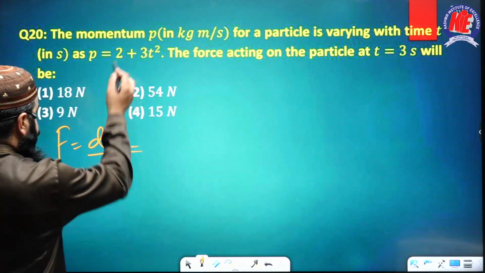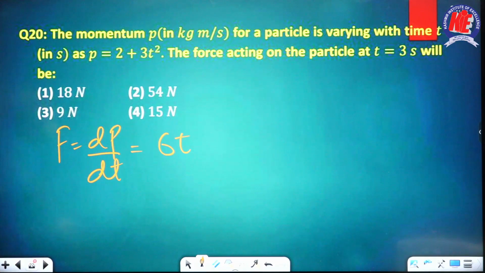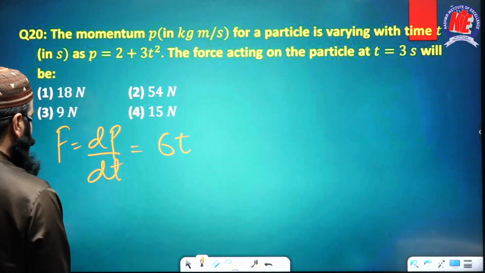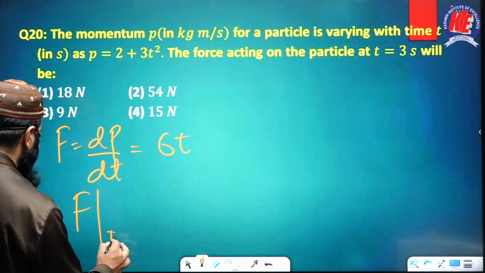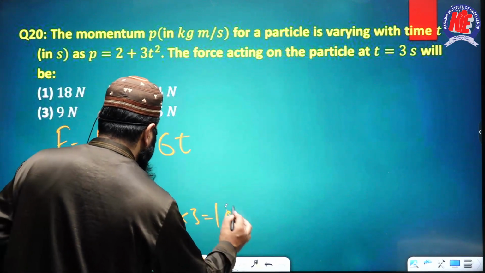Go for the differentiation. 2 की 0 और 3t square की simply बेटा 6t है. 3t square की आपको 6t मिलेगी यहां पे. So we need it at t is equal to 3 seconds. So F at t is equal to 3 seconds will be 6 into 3. The answer is 18 newtons.